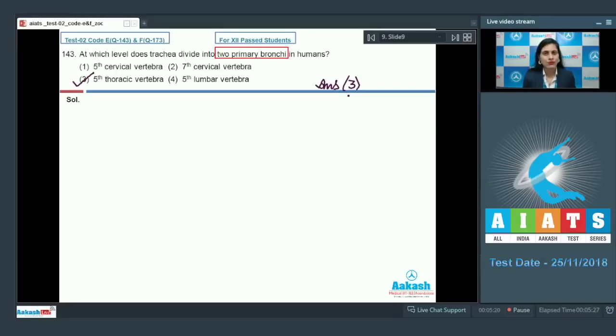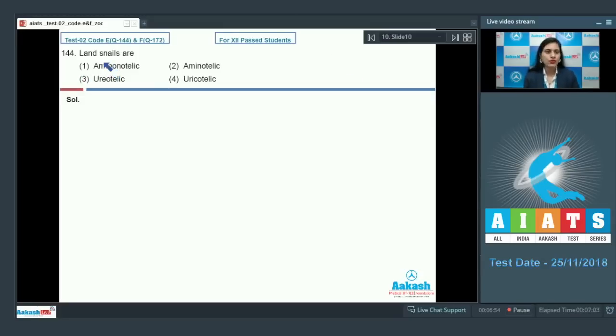Let's move on to the next question. Question number 144. Land snails are, and we know that land snails excrete uric acid, and so they are uricotelic. So the correct answer for this question is option number 4. Let's discuss other options also.